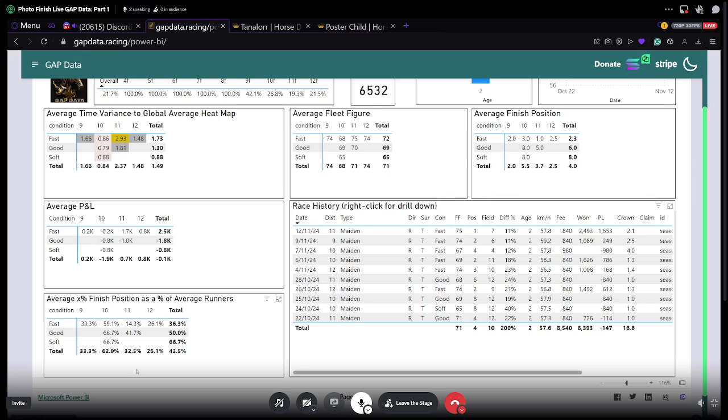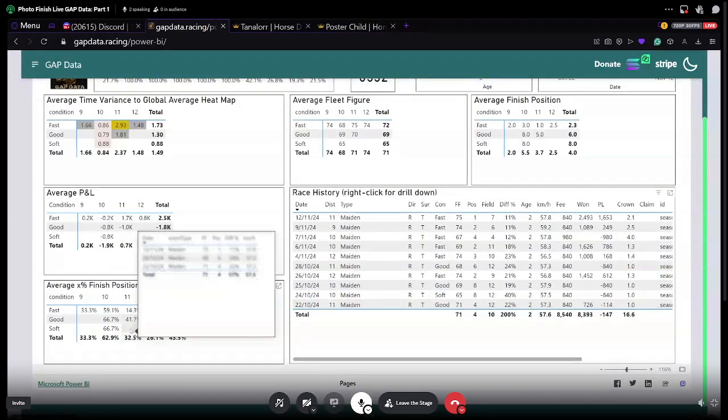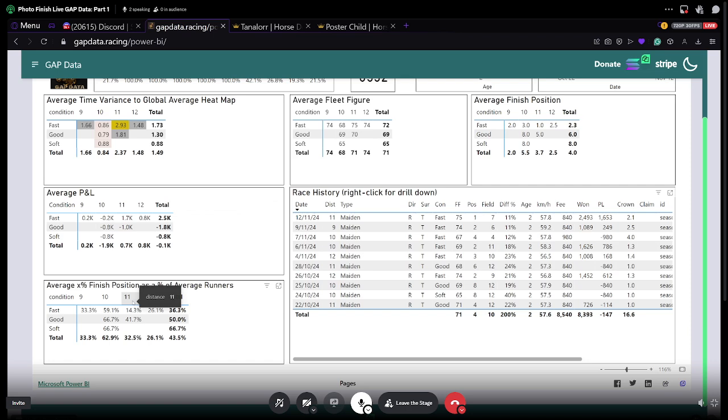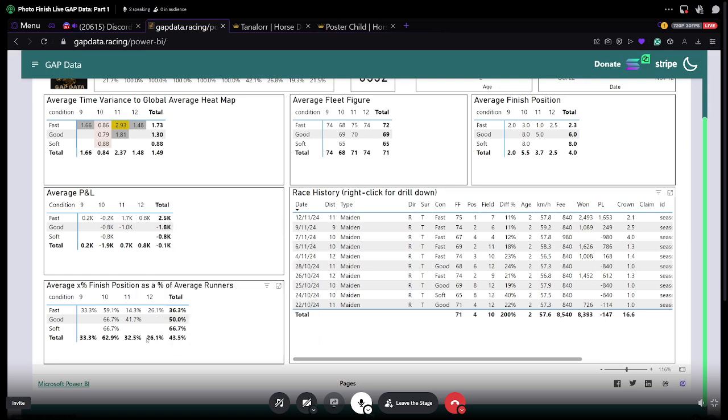So you look at it like, okay, my average position is similar to this. When you're running 11 fast and you're in the top, you are better than 86% of horses. 14% of horses are better than you at 11 fast. So it's just a percentile. You're in the 14th percentile at 11F. Honestly, you don't have enough data.